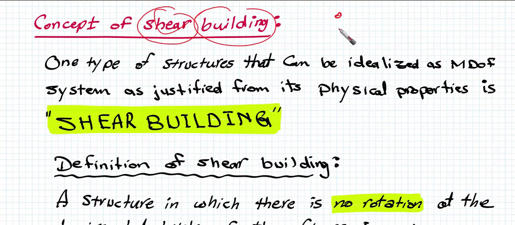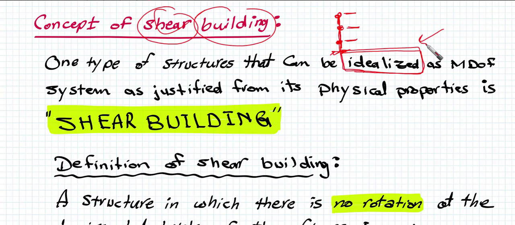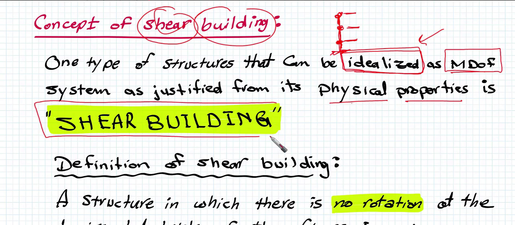The masses are arranged as concentrated masses, and the stiffness is arranged in a way that we can use the mass and stiffness to describe the amplitudes and so on. So the shear building is considered to be one type of structure that can be idealized. That's the point here. Idealized means that we can handle it. We can idealize it as an MDOF, multi-degree freedom system, as justified from its physical properties. Remember, physical properties, mass is concentrated and stiffness and so on, is what we call a shear building.